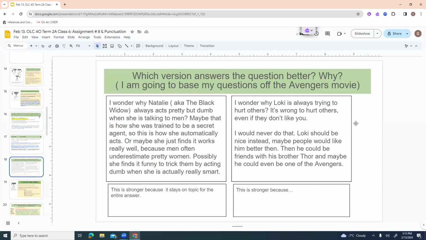Over here, I've got, I wonder why Loki is always trying to hurt others. It's wrong to hurt others, even if they don't like you. I would never do that. Loki should be nice instead. Maybe people would like him better then. Then he could be friends with his brother Thor, and maybe he could even be one of the Avengers.